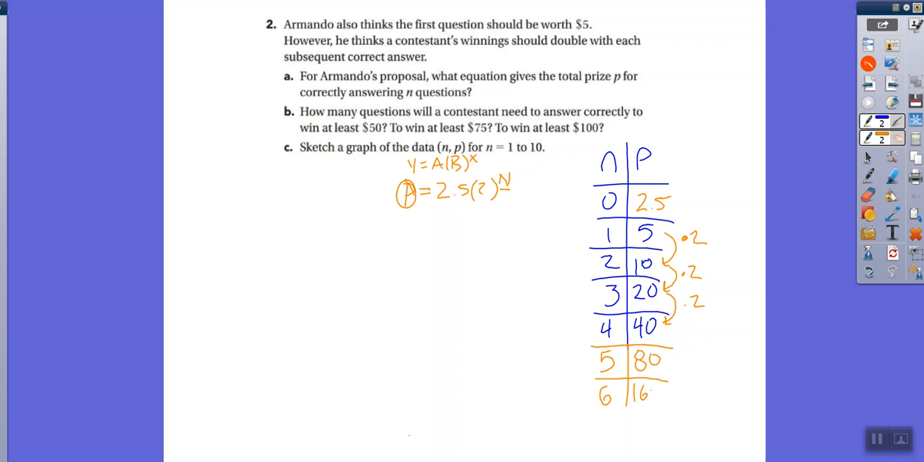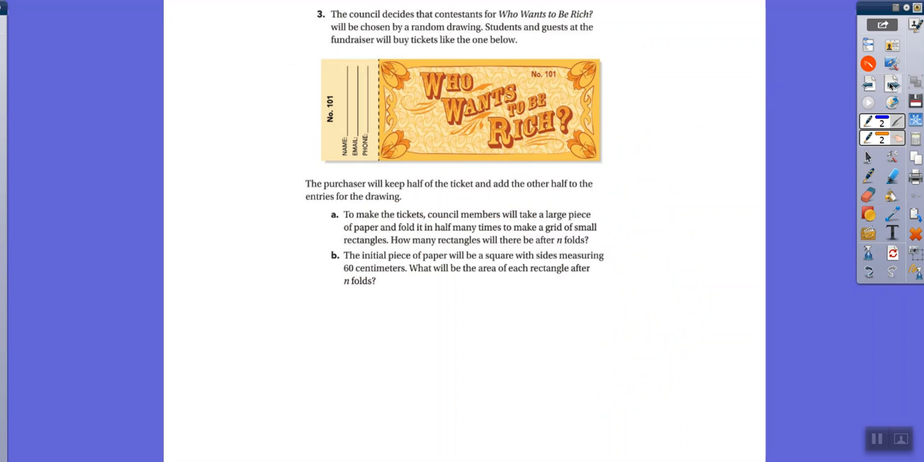Double that, that's 160. And now I'm able to answer these questions right here pretty quickly and easily. For question 3, who wants to be rich?